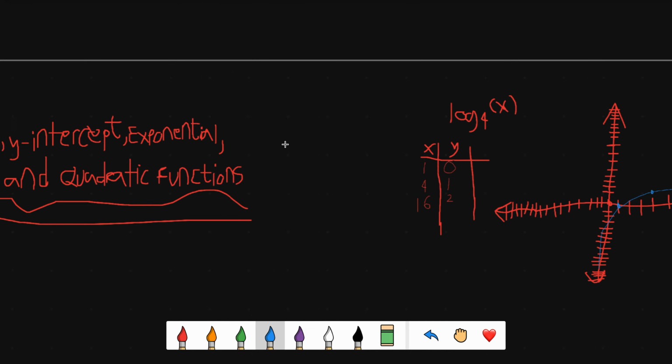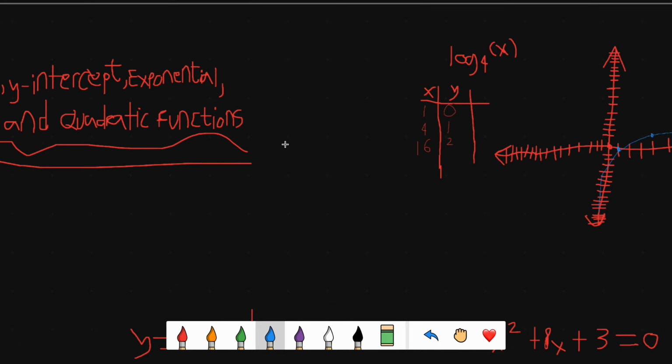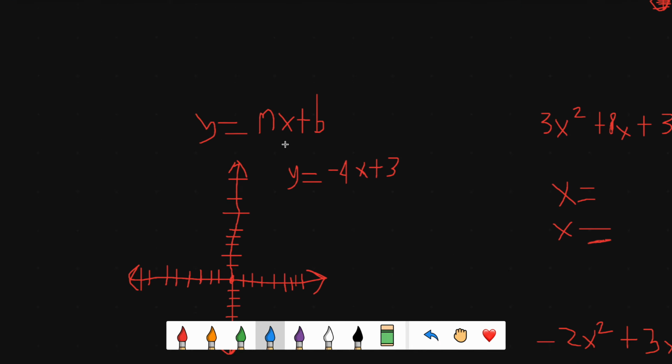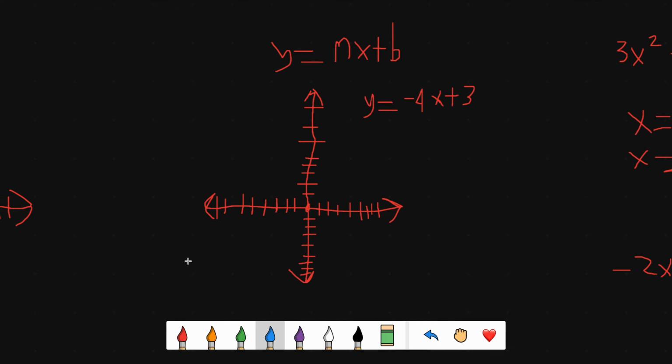We're not really done yet, so let's do more. If you're an 8th grader, you probably need this. y equals minus 4x plus 3. This is slope-intercept form. When you're learning about slopes and graphs in 8th grade, you need to know about this, the minus 4.